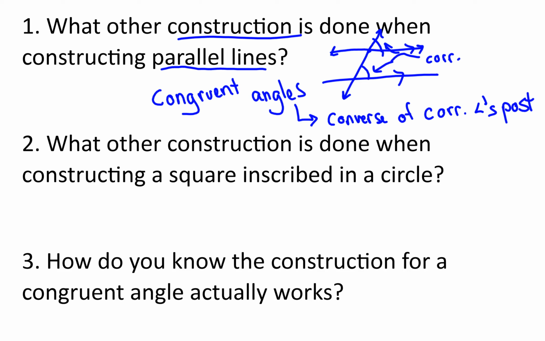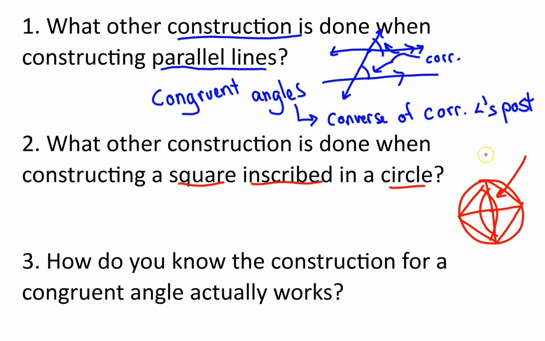What other construction is done when constructing a square inscribed in a circle? So remember, for this construction, the first thing you did was you started with a circle. It's going to be a rough sketch here. So we started with a circle. Then from there, we drew a diameter through that circle. Then what we wanted was another diameter that is perpendicular to this diameter. So if we do a perpendicular bisector, then we get our diameter, and then you can connect those up to get your square. So that step there is that other piece, that's that perpendicular bisector.